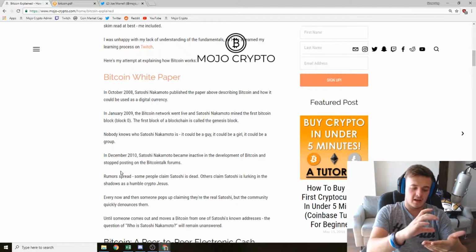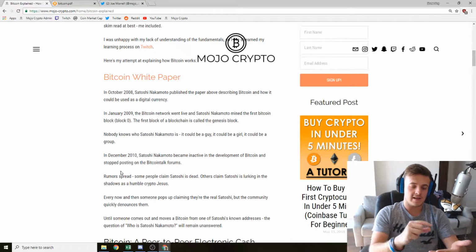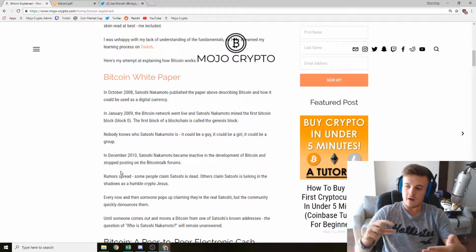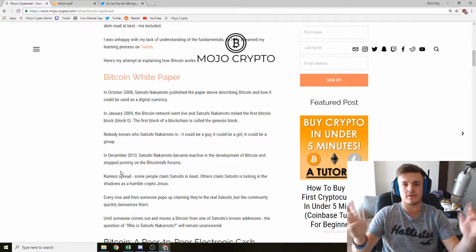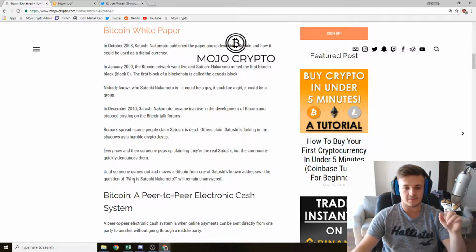So basically, on Satoshi's known addresses, there's 1 million Bitcoin, and until somebody comes and moves one of those Bitcoin from one of those addresses, nobody knows who Satoshi Nakamoto is. If some geezer pops up and says, look, I can move Bitcoin out of one of Satoshi's addresses because I have the private key, I am Satoshi, this is me. Until that happens, the question of who is Satoshi Nakamoto is just going to remain unanswered. So nobody knows who he is, or she is.